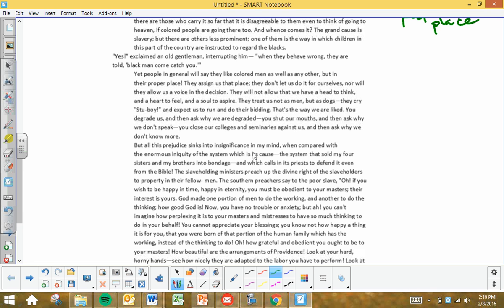So even freed slaves would still have to deal with being treated that way. So white men pretty much could say whatever they wanted to people, even if they were a freed slave in that time.